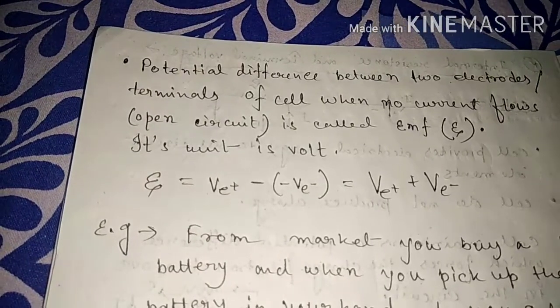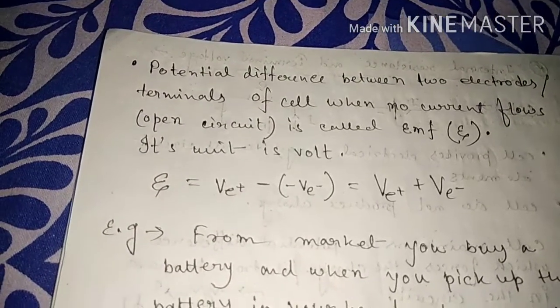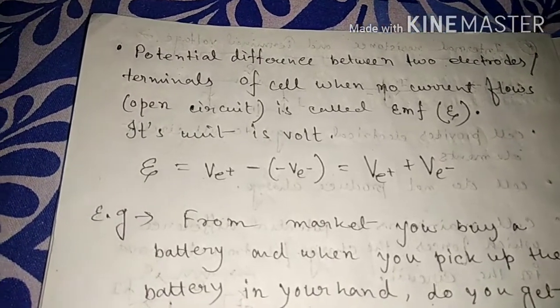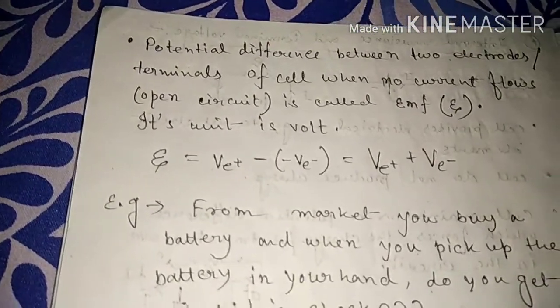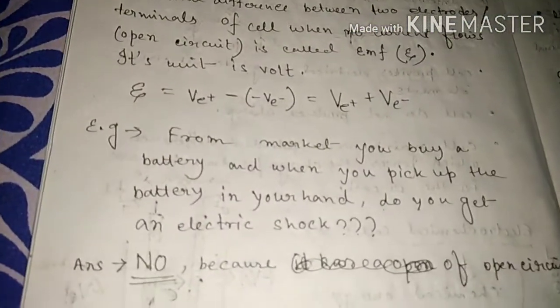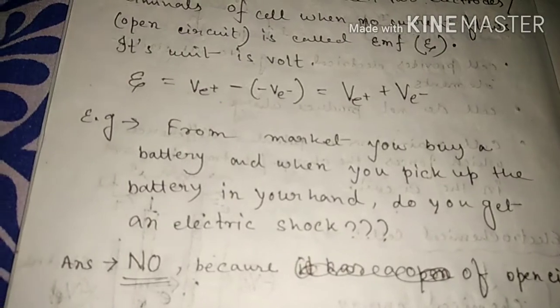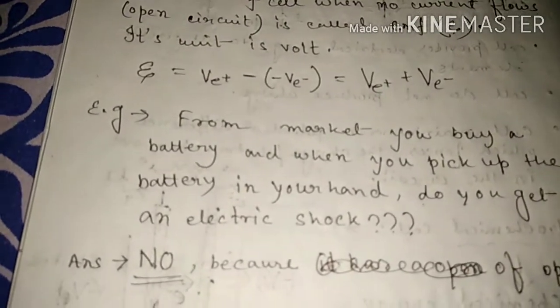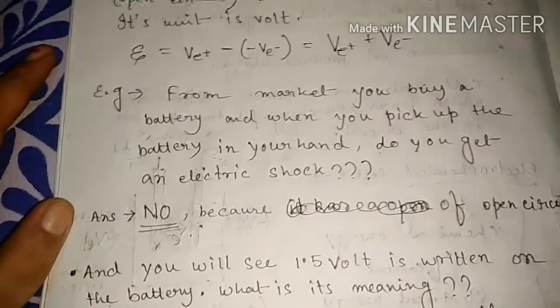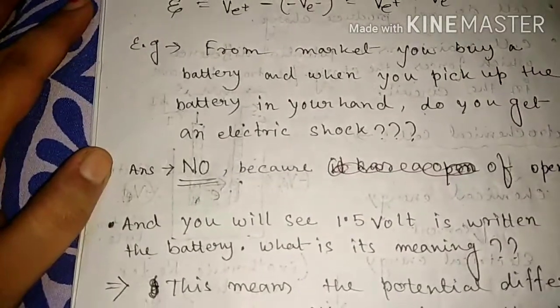In that condition, whatever potential difference is created between two electrodes or the terminals of the cell, that is called EMF. For example, if you buy a battery from a market, when you pick up the battery, do you get any electric shock? No, because there is no circuit. We can say that this is an open circuit.